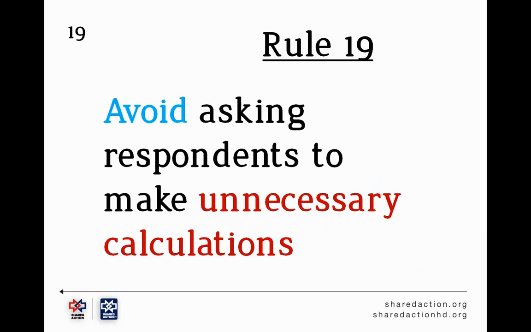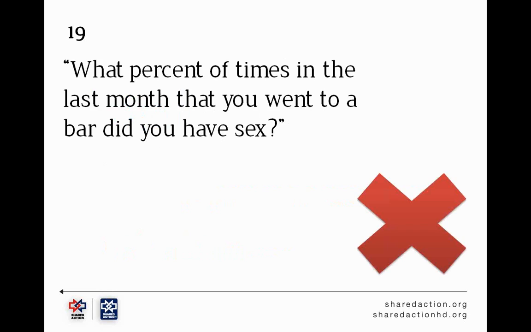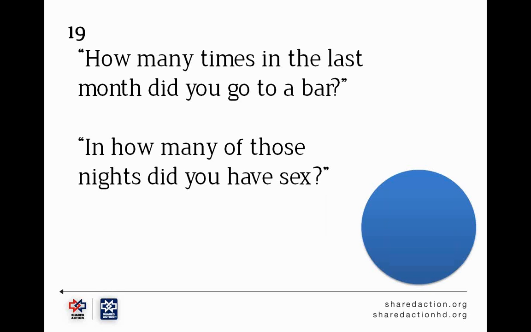Rule 19, and I believe our last one, is avoid asking respondents to make unnecessary calculations. Say for a question you're really interested in the percentile of your surveyed people that are satisfied with your services, or the percent of times in a month that somebody went to a bar and had sex. You're asking them to do the percentiles in their head and give you a percentage. A, they may just give you a rough percentage that may not be accurate, and B, now they're doing extra mental work that they don't have to be doing. So always break it apart, even into multiple questions if you have to.